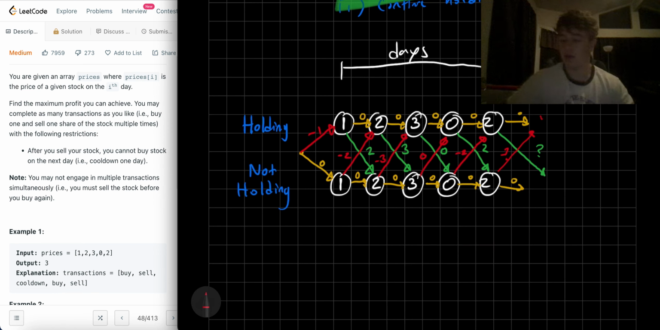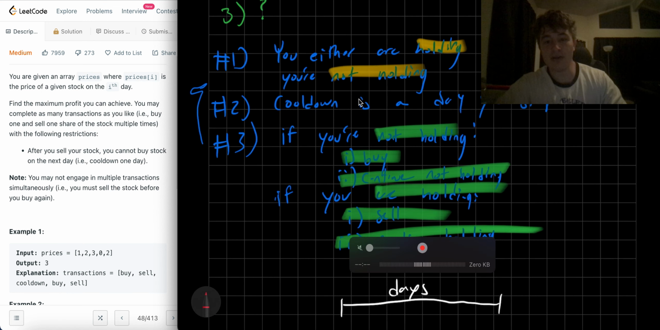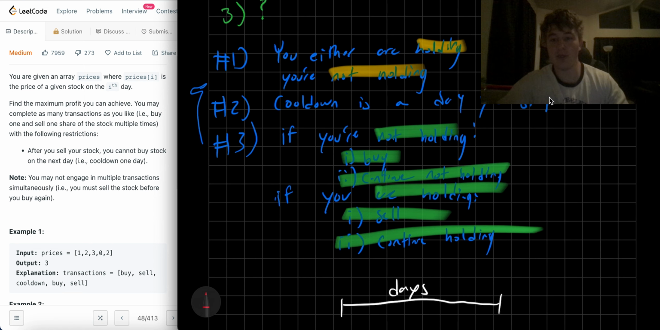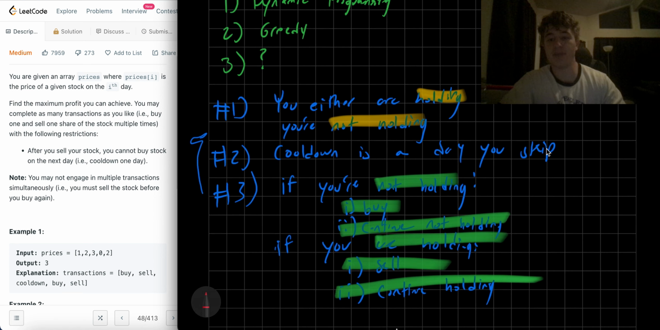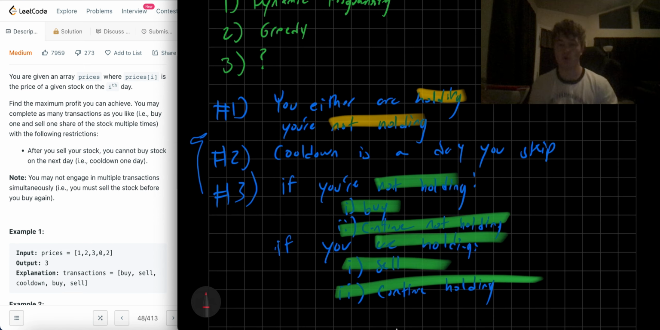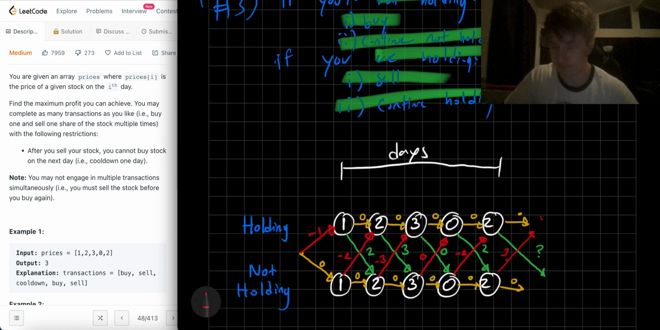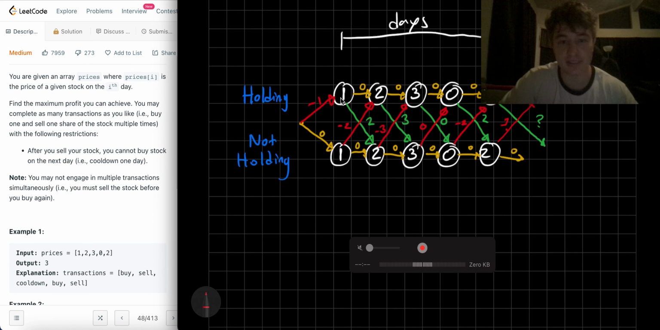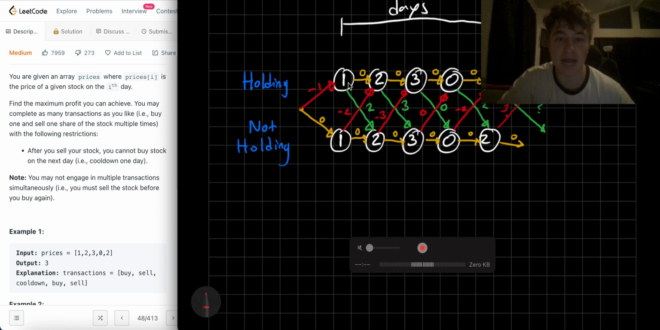Well, you know, our second point was a cooldown is a day you skip, right? The cooldown is a day that you're skipping trading, right? Because a cooldown basically means that you just sold and you can't buy. So if you just sold, you're not holding. And if you can't buy, there's nothing you can do but continue to hold or not hold.